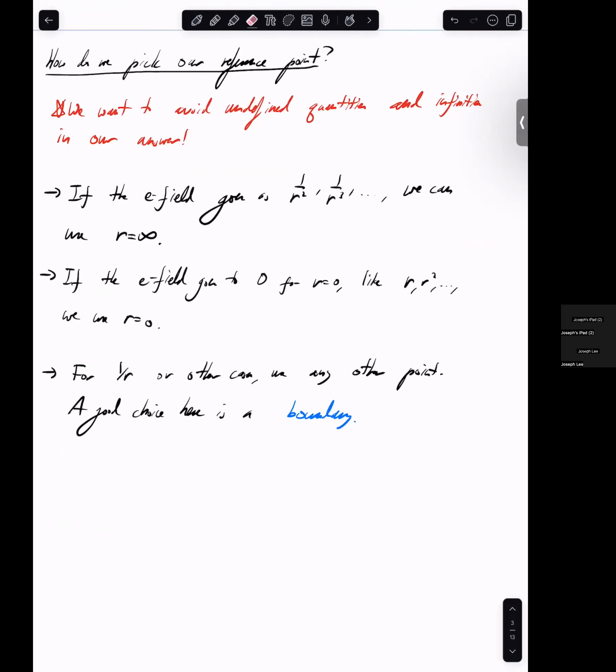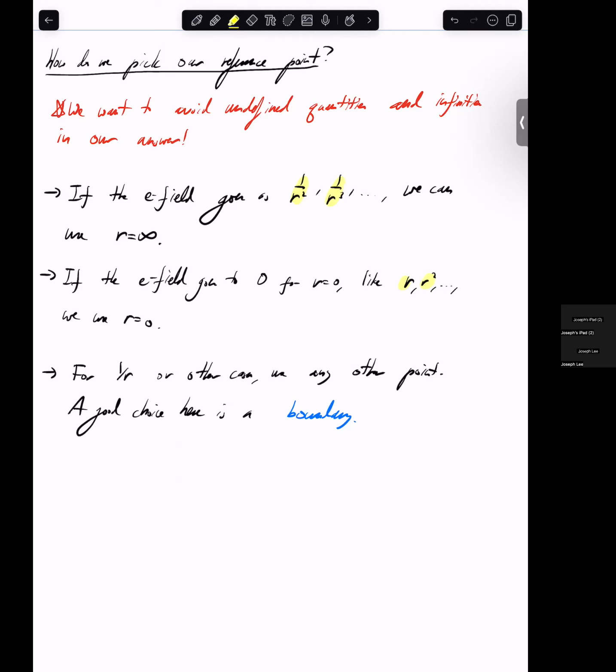So what's first? How do we pick our reference point? We basically want to avoid having undefined quantities and infinities in our answer. So let's look at some examples. If the E field goes as 1 over r squared, 1 over r cubed, 1 over r to the fourth, etc., a good choice here would be r equals infinity. You'll notice that in these cases, these electric fields would tend to 0. Now, if the E field goes to 0 at, say, r equals 0, for a case like r squared, r cubed, and so on, we can choose a reference point to be equal r equals 0.